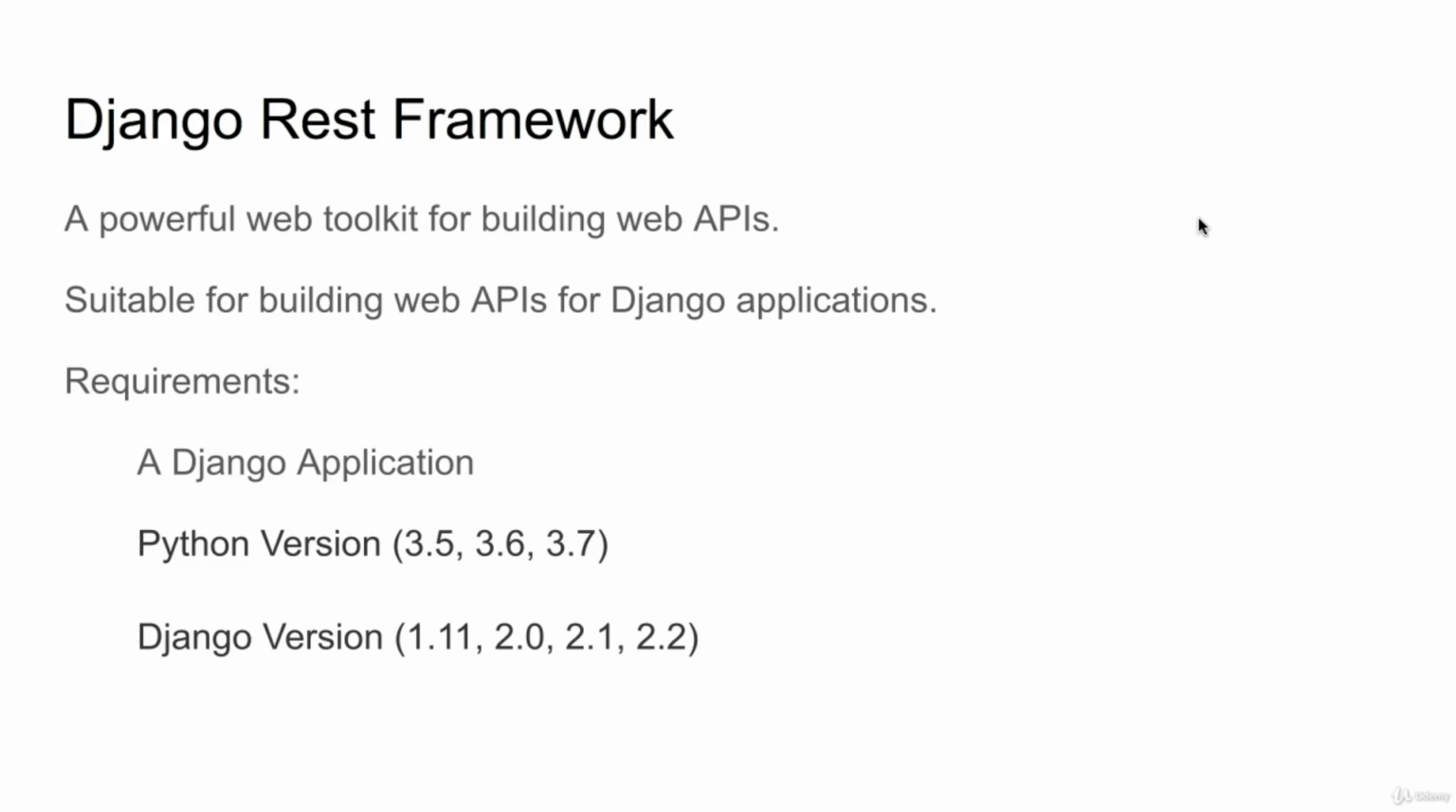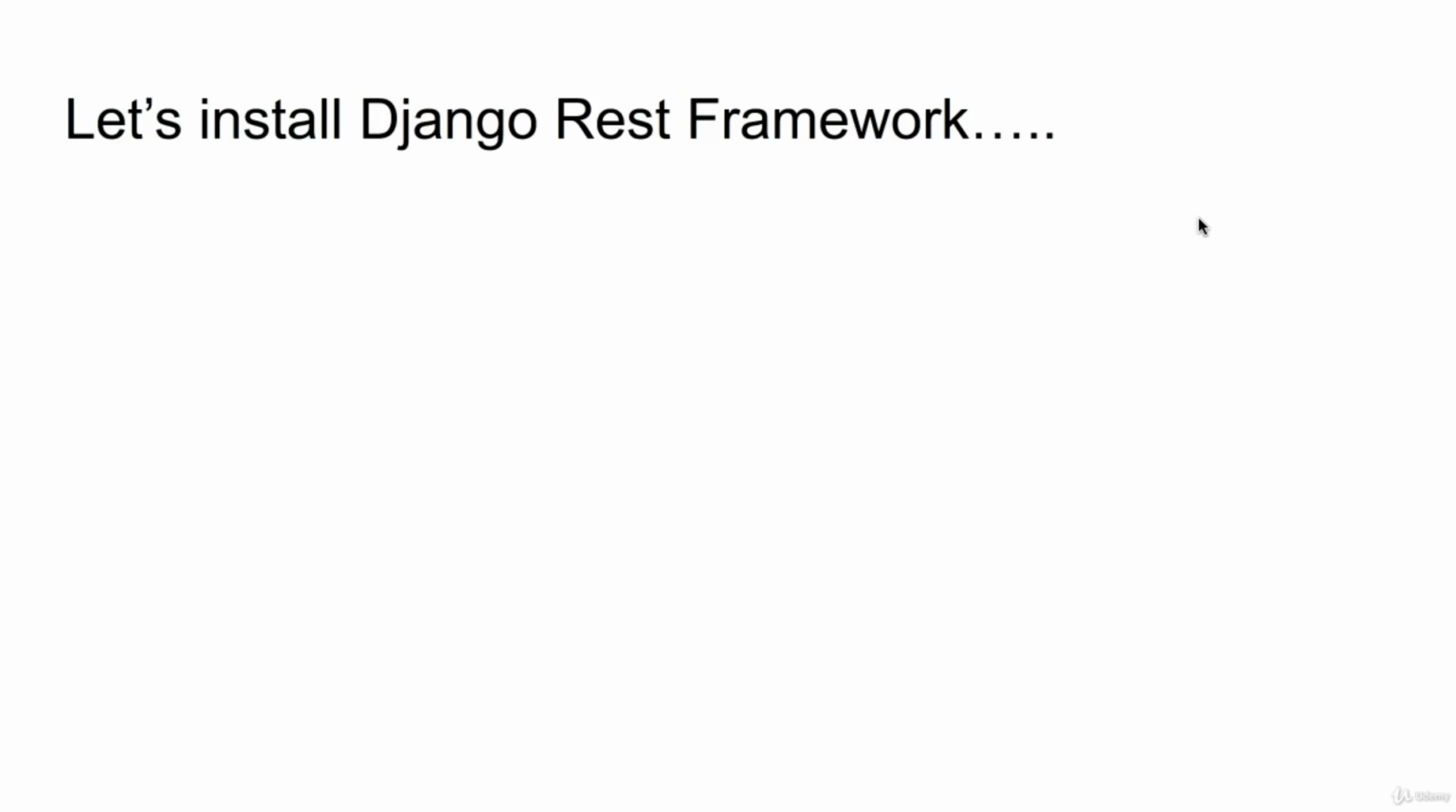And the Django version which Django REST framework currently supports is Django version 1.11 and above. So you can use 1.11, 2.0, 2.1 or 2.2. Now let's go ahead and install Django REST framework in the next lecture.